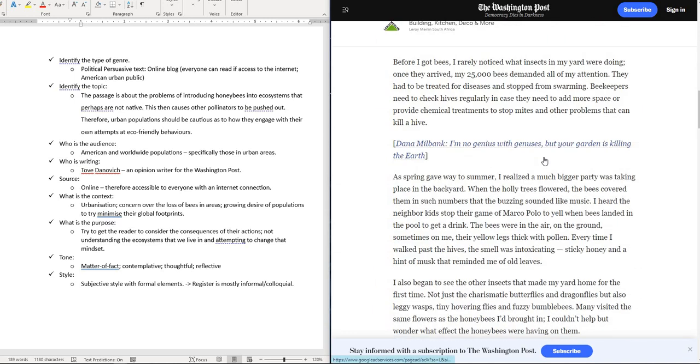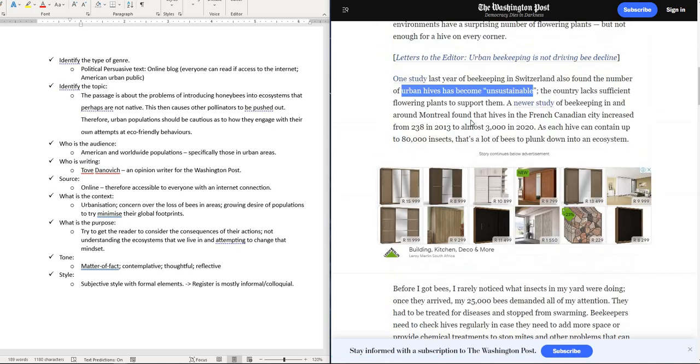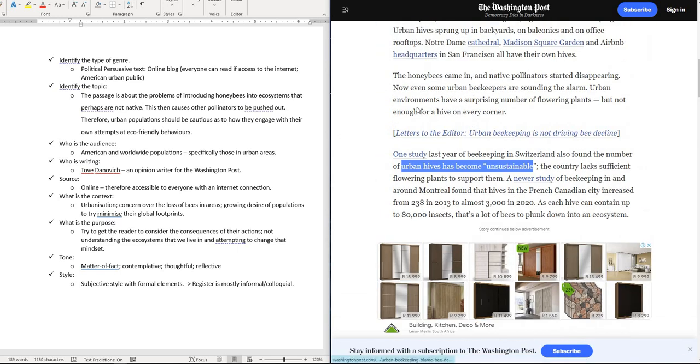So it's very clear just from the first couple of passages that the author is going to be talking about the damage of artificially creating beehives in a particular ecosystem.